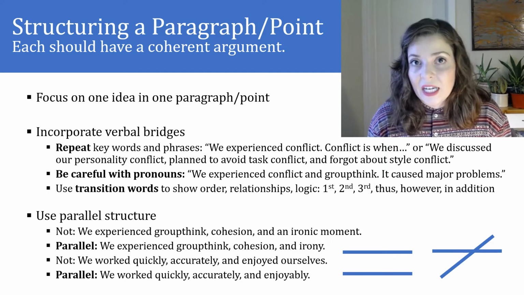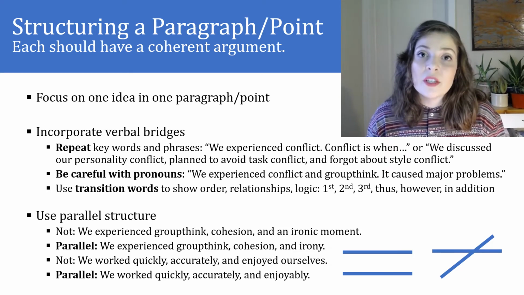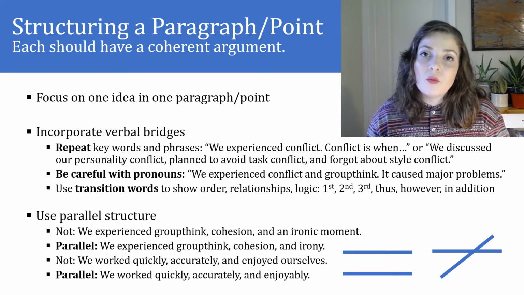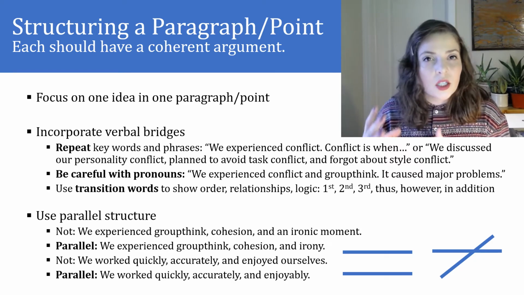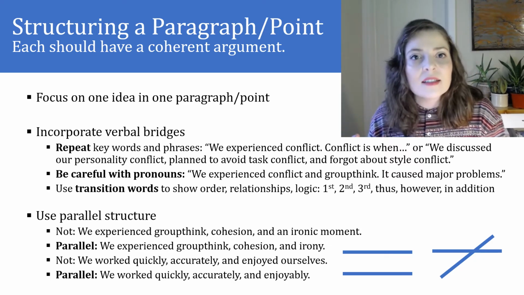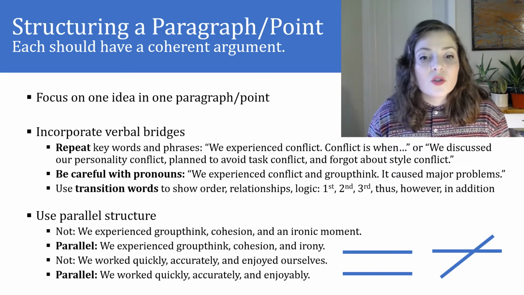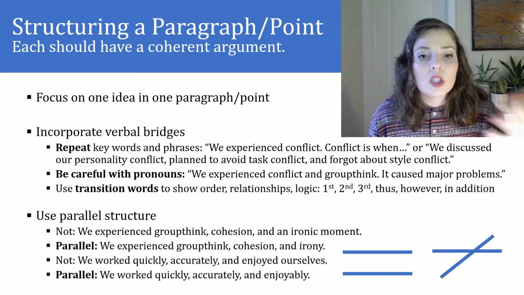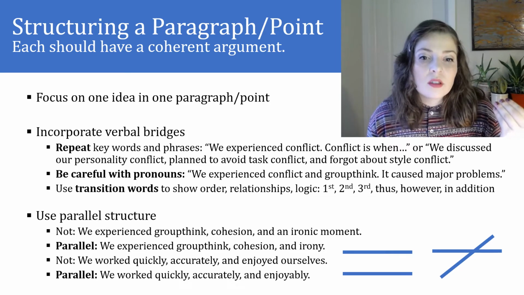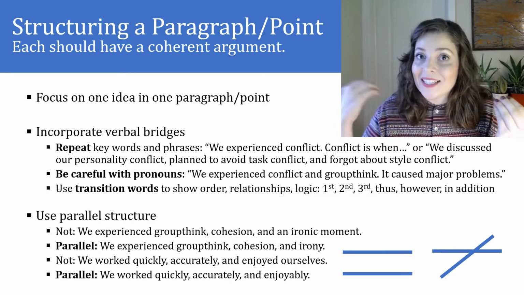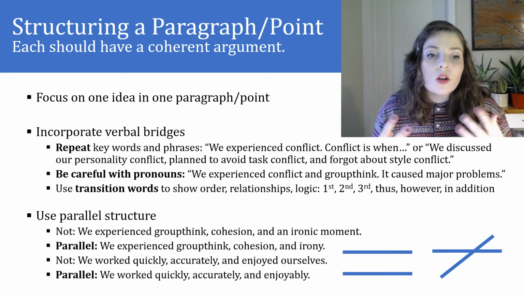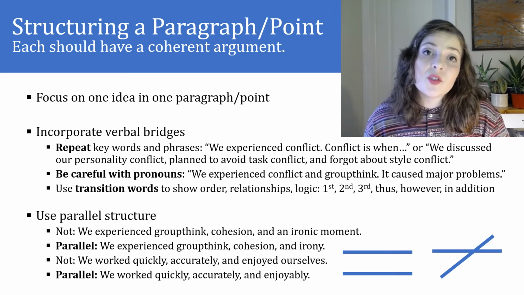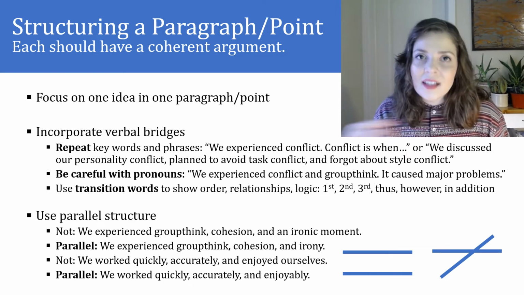Also want to be really careful to use parallel structure, especially when you're using lists. Parallel structure is when groups of words are following the same structure or pattern or verb tense. For example, we experienced groupthink, cohesion, and an ironic moment. So groupthink and cohesion are plural type nouns. And an ironic moment is a single ironic moment. So you might phrase it to be more parallel by saying, we experienced confusion and irony. Doesn't that sound a lot smoother?